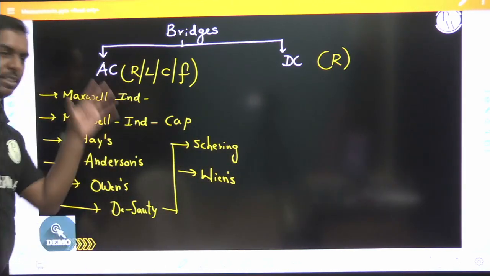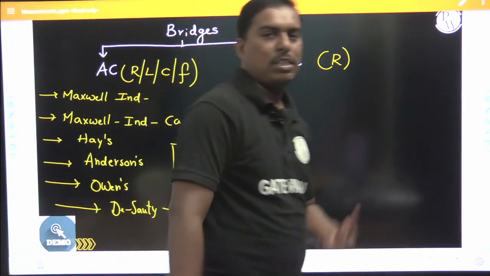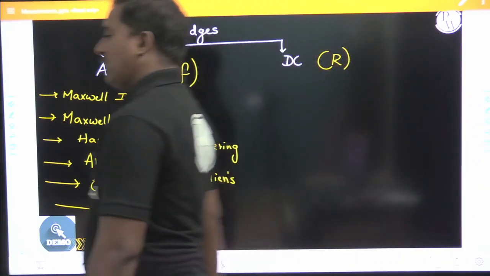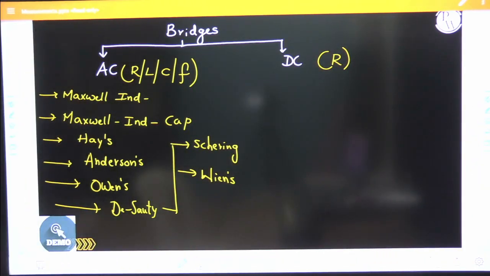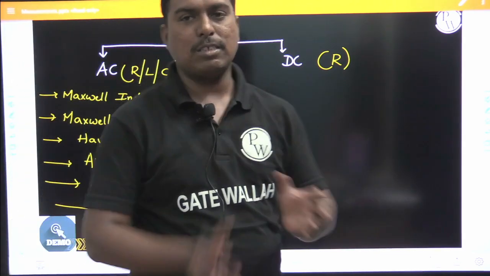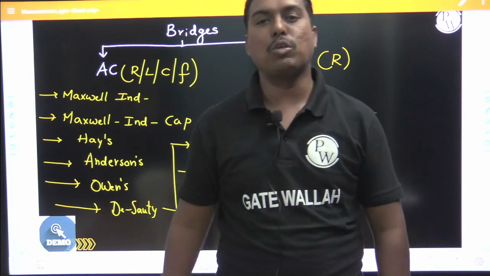See the big list. But I will tell you the technique: which bridge for what purpose, when to use, when not to use. These are fundamentals for the AC measurements. They use the AC supply, and we have to use self inductance and capacitance; the choice of bridge selection is based upon what you want to measure.